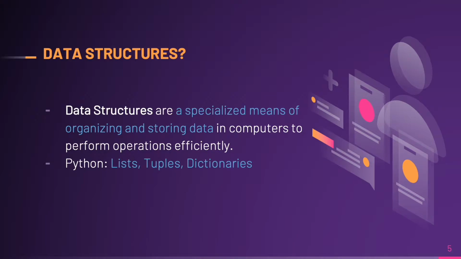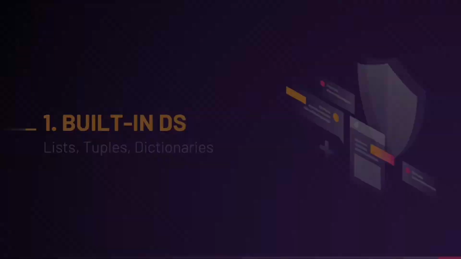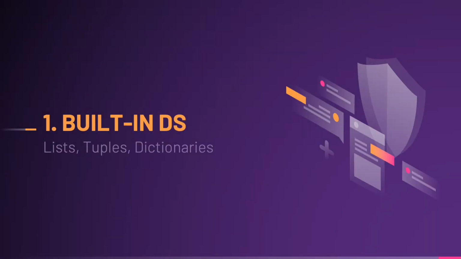Data structures are a specialized means of organizing and storing data in computers to perform operations efficiently. In Python, we already know three basic data structures: lists, tuples, and dictionaries. We will have a quick recap of those built-in data structures.